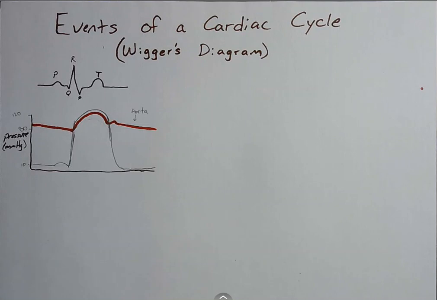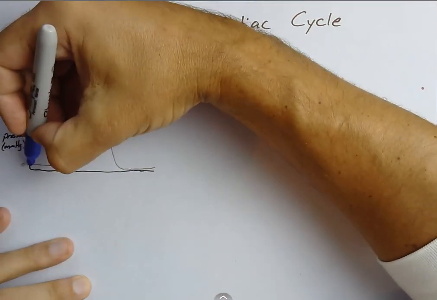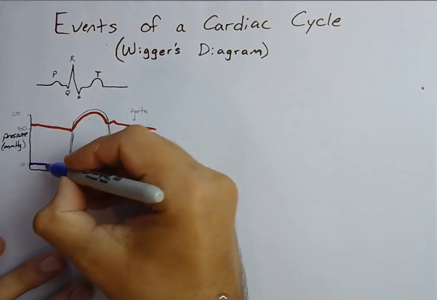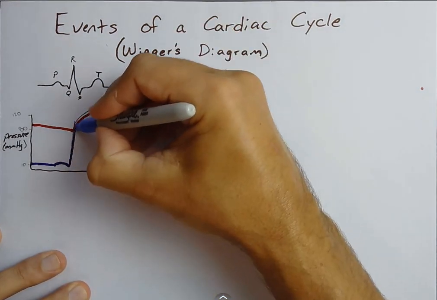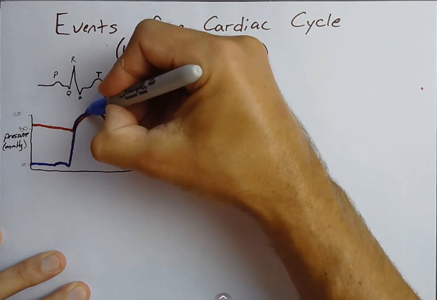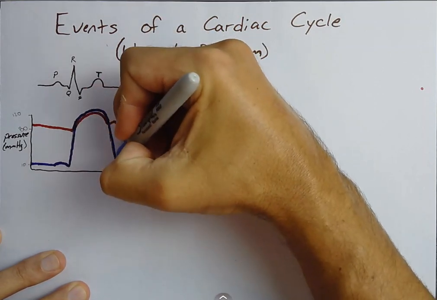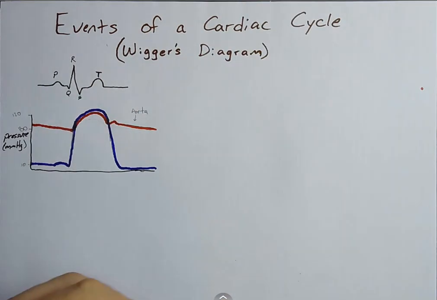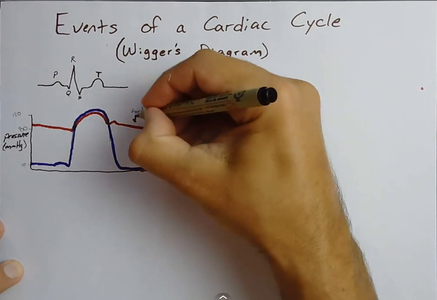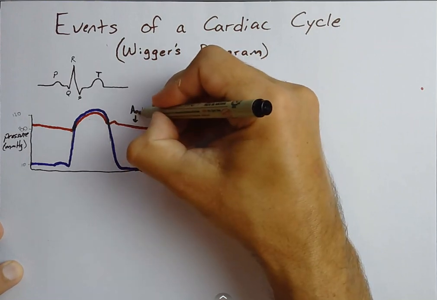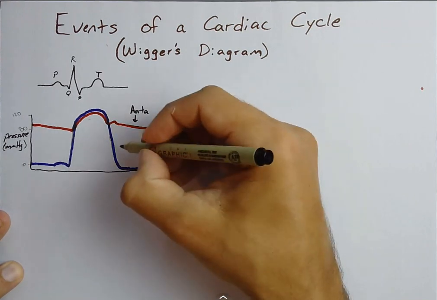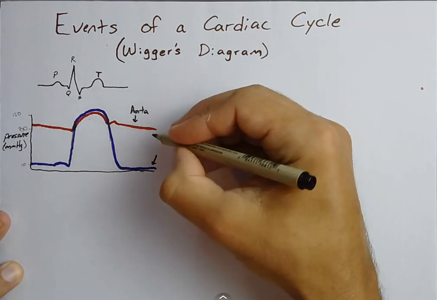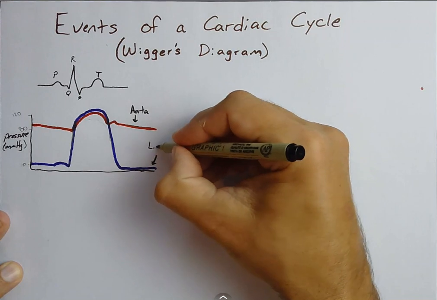So let's go ahead and draw this in with the color blue. This is going to be a representation of left ventricular pressure, which is what we're going to focus on. The red line is aortic pressure, and the blue line is going to be ventricular pressure, left ventricular pressure to be specific.